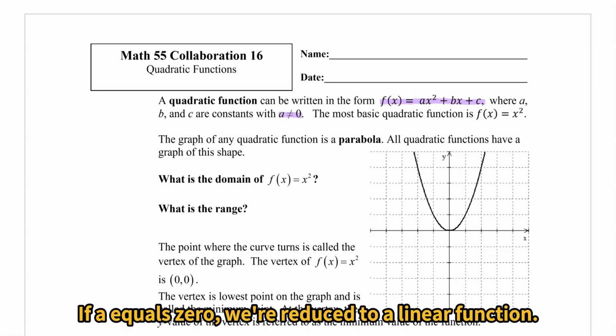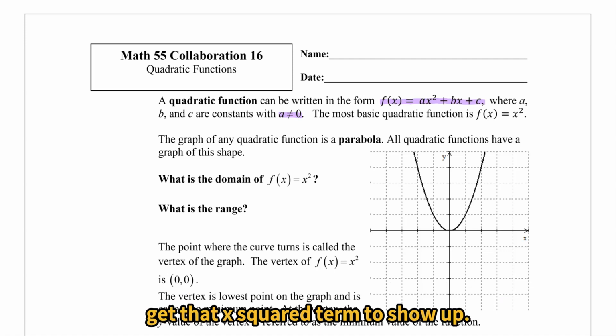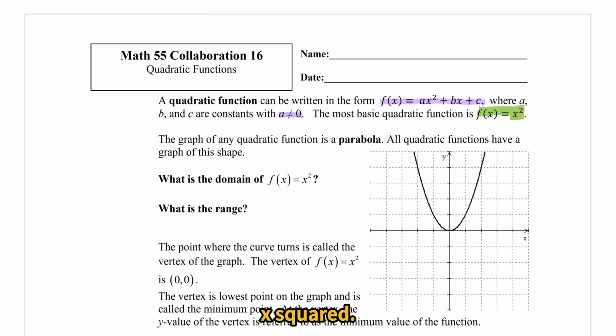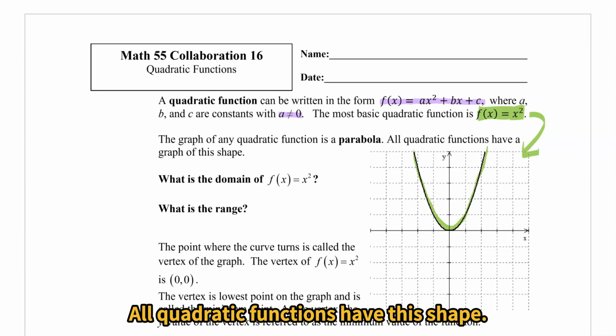If a equals 0, we're reduced to a linear function, so we need a to be something non-zero so that we get that x squared term to show up. The most basic quadratic function that we can have is x squared, and you see it graphed below. The graph of any quadratic function is called a parabola. All quadratic functions have this shape.